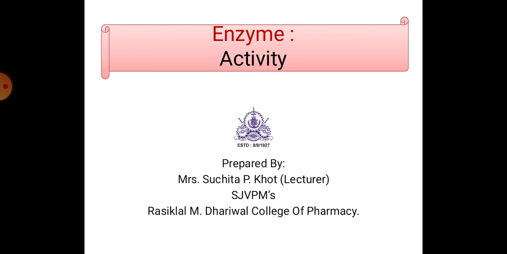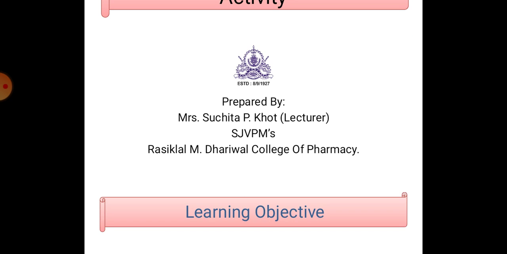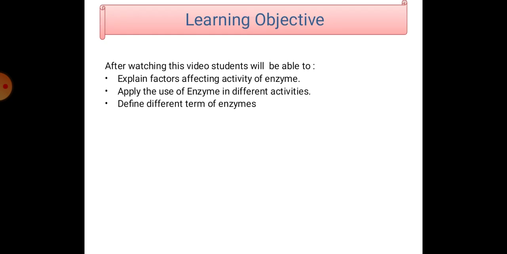Now this is part 3 of enzymes, in which we are going to study the activity of an enzyme. Learning objective: after watching this video, students will be able to explain factors affecting activity of an enzyme. They will be able to apply the use of enzymes in different activities, and they will be able to define different terms of an enzyme.